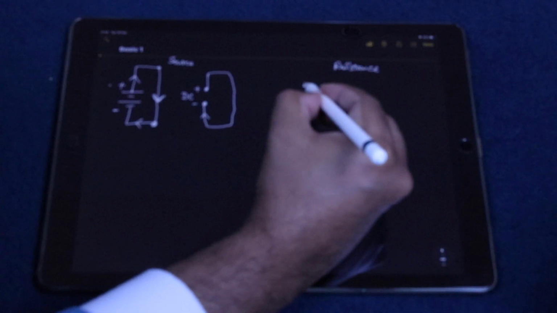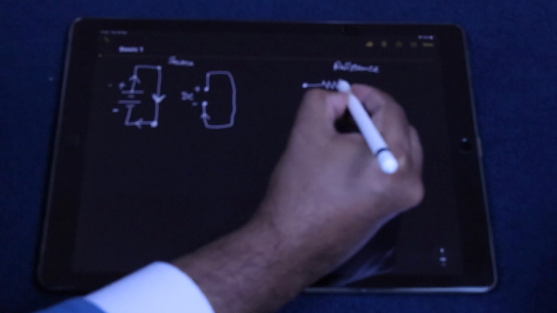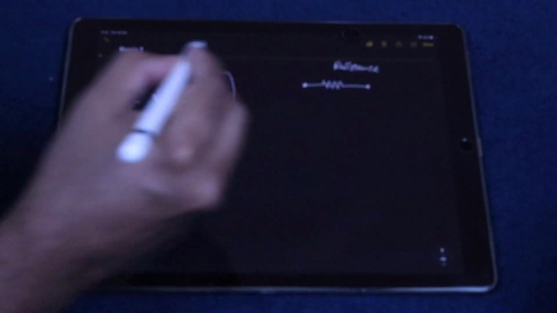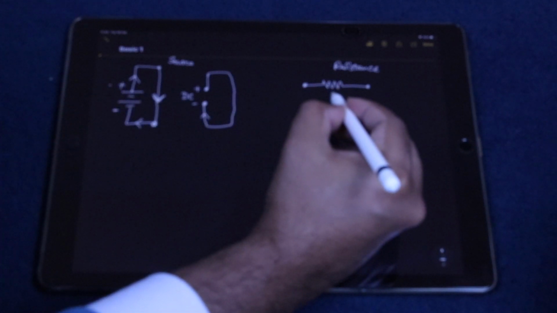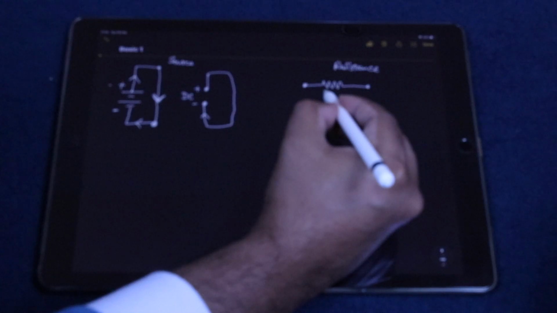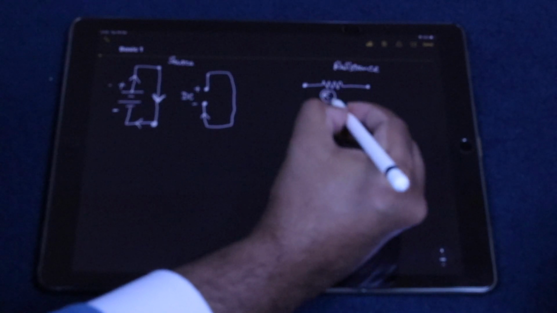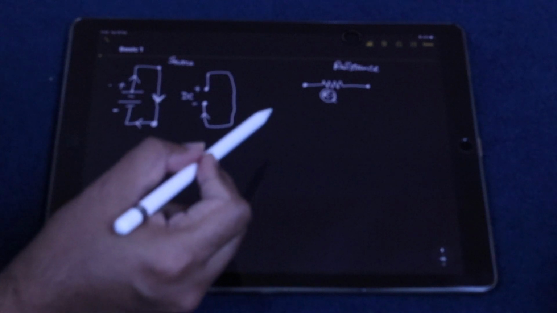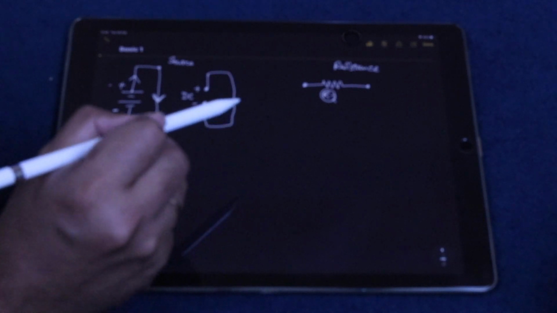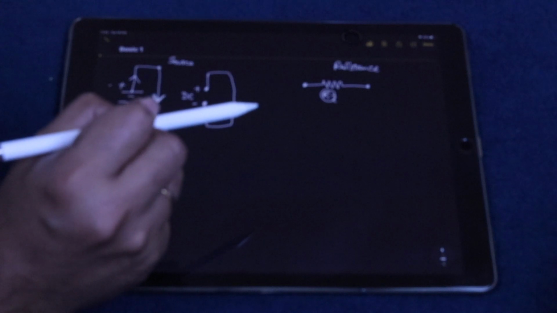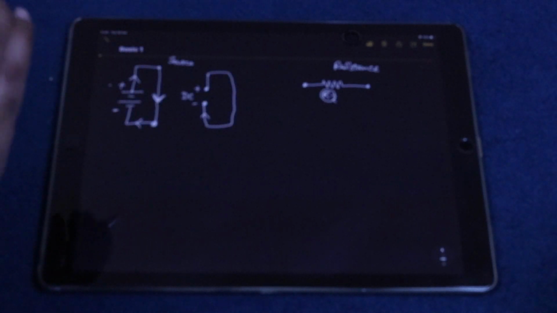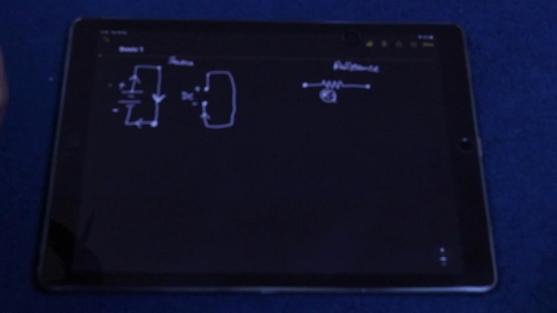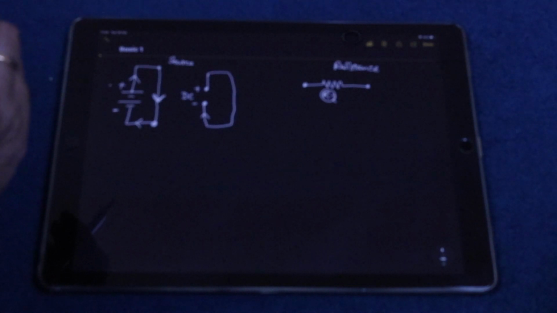Okay. Resistance is normally shown by sort of a sawtooth line like this. And the value of the resistance is written below it, whatever it is. When the current flows, there is a resistance to the flow. So think of resistance as something which is trying to resist the flow of current. Oh, so that stops it. Yes, so it's trying to stop it.